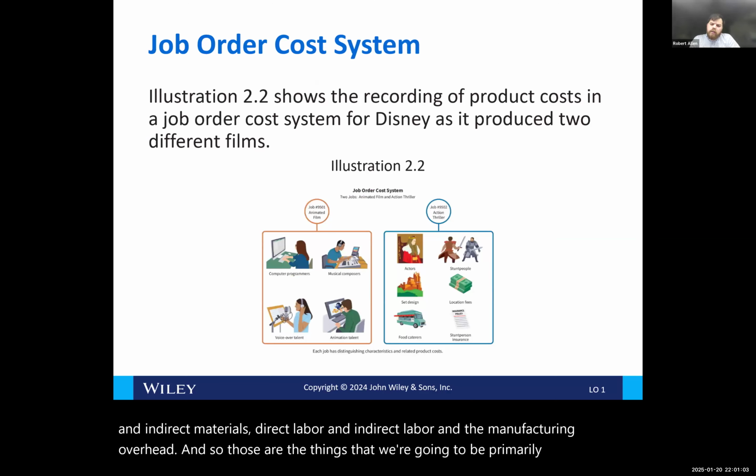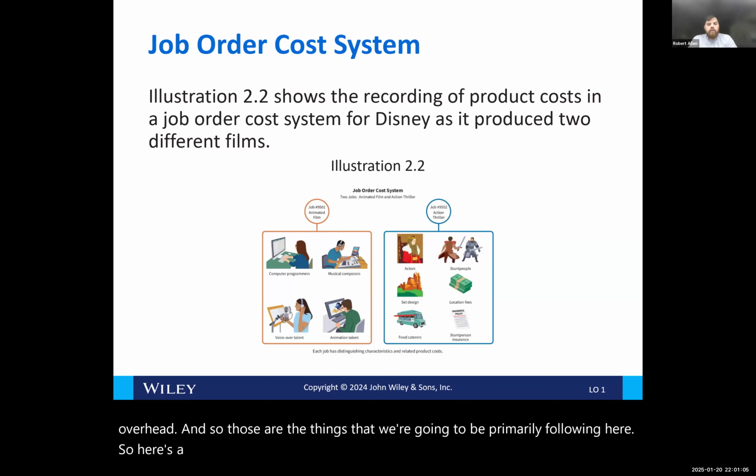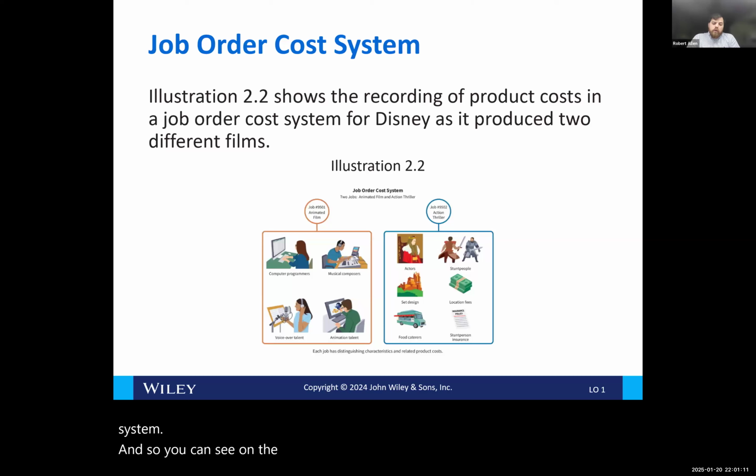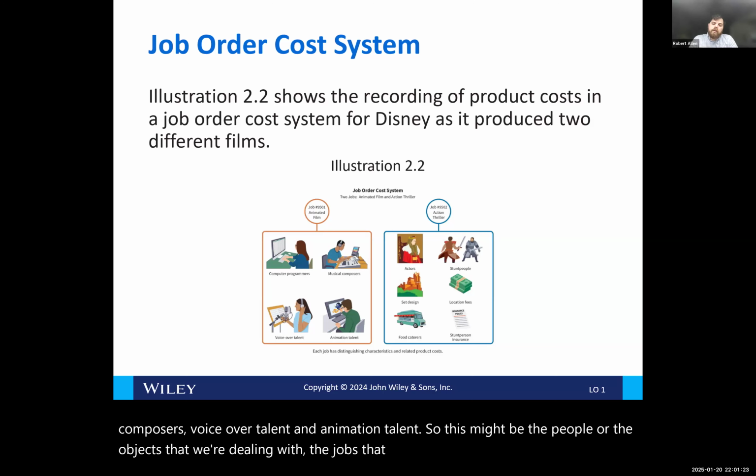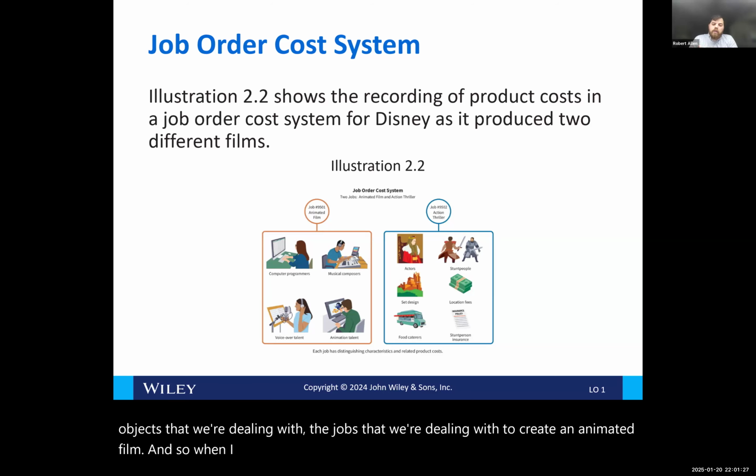Here's a basic example of how we would record something in a job order cost system. You can see on the left, we've got computer programmers, musical composers, voiceover talent, and animation talent. This might be the people or the objects that we're dealing with, the jobs to create an animated film. When I use the word object here, I'm referring to what's called a cost object, which is the thing that we're assigning cost to.